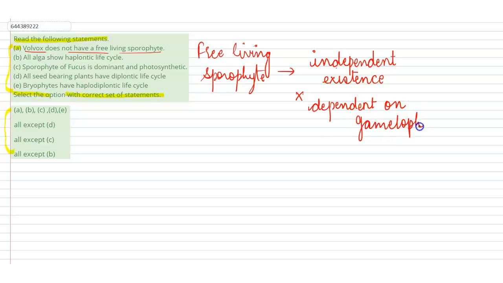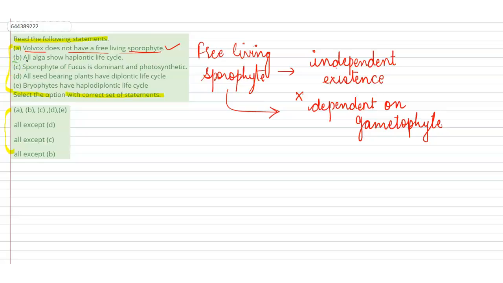But in case of Volvox, the sporophyte is dependent upon the gametophyte, so it is not of independent existence. So the statement that Volvox does not have a free living sporophyte is correct, because its sporophyte is dependent, so it is not free living.